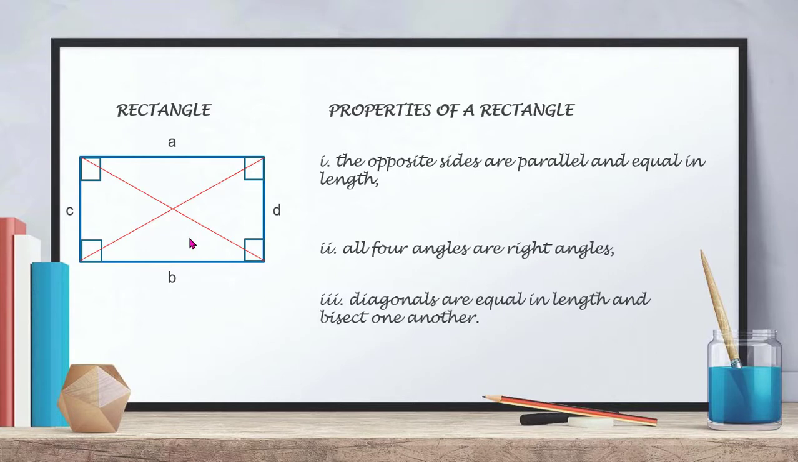Note: in a square, the diagonals are equal, just like in a rectangle, but in a square they bisect at 90 degrees, but in a rectangle they do not bisect at 90 degrees. Please take note.